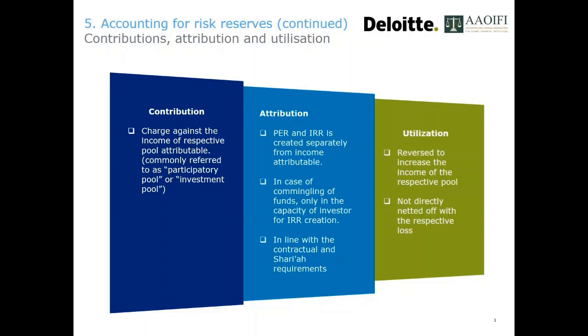The IRR, or the investment risk reserve, should be in line with the relevant contractual and Sharia requirements and either be created from and attributed to the income attributable to the relevant stakeholders and the shareholders when acting in the capacity of mudarib or working partner, as well as in the capacity of investor in case of commingling of funds, or in the capacity of investor in case of commingling of funds, but not in the capacity of mudarib or working partner, which is basically vice versa. Now, lastly, what about the utilization of the respective risk reserve?